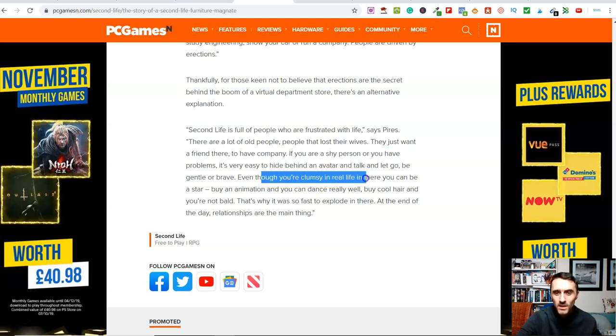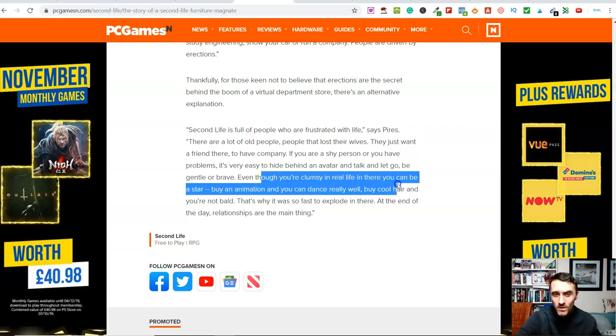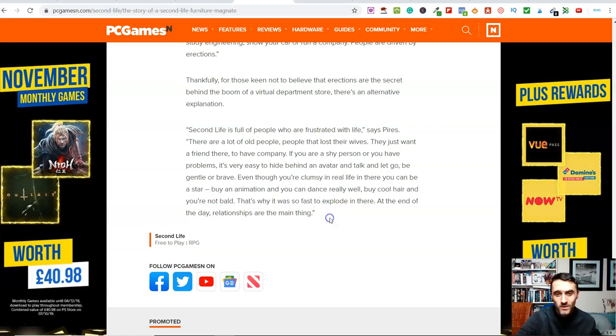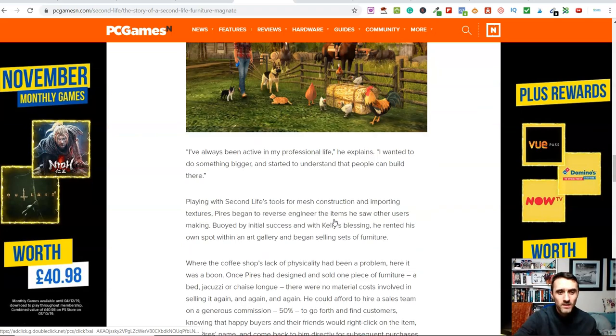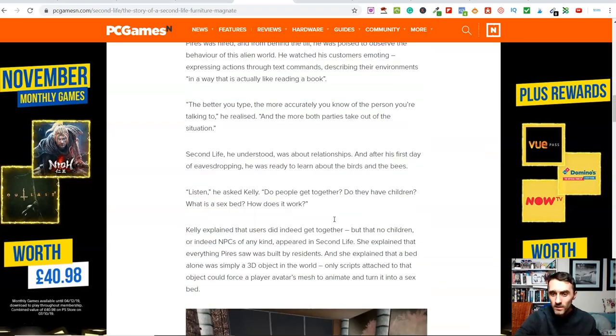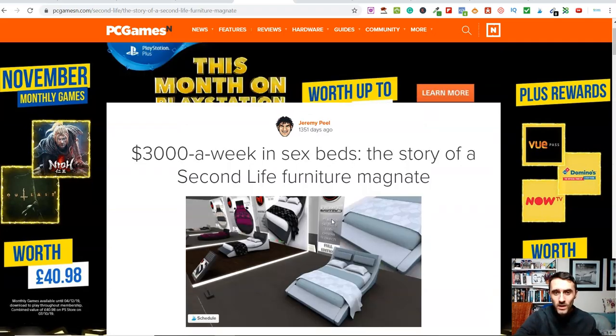So even though you're clumsy in real life, on Second Life you can be a star. You can buy an animation, you can dance really well, buy cool hair, etc. So it's creating this virtual life, basically. I'll drop a link to this article below for you. There are some really good points in here, some really good tips, and earning $3,000 a week from creating virtual online furniture, essentially, it might be for you.